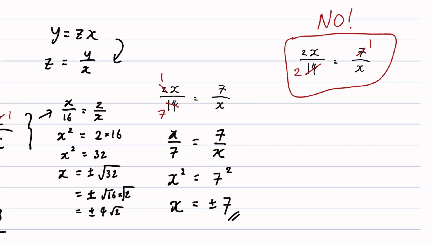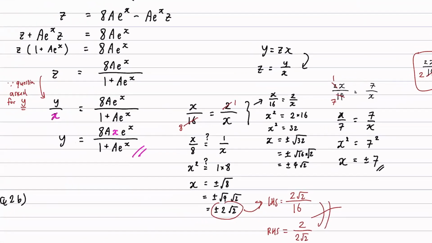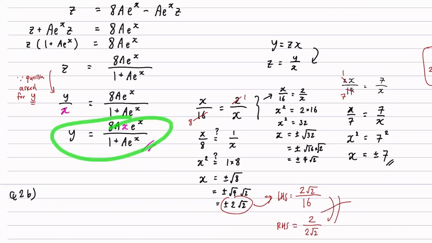Okay, no cancelling across the equation. Yeah, good. Then after that you get this x times over. Okay, that is good. That is part A. Now let's move on to part B.